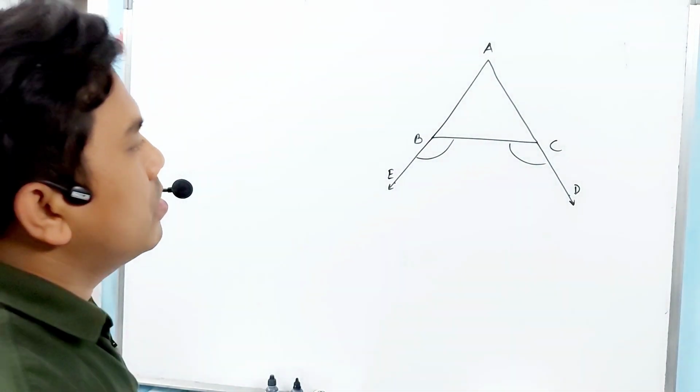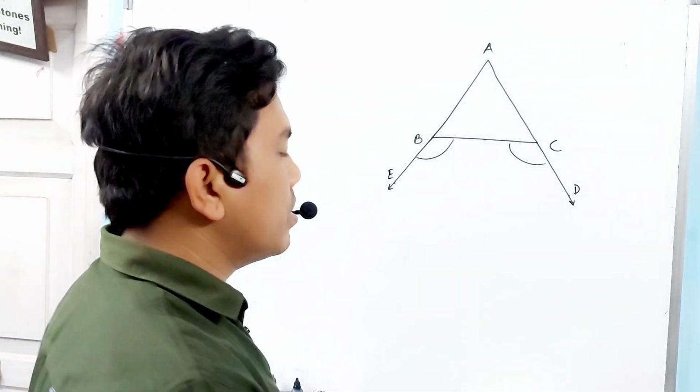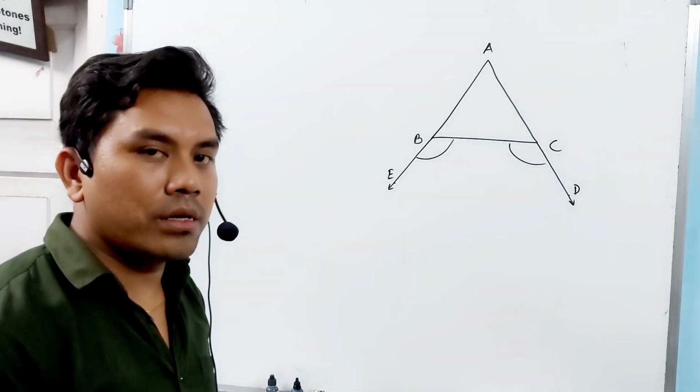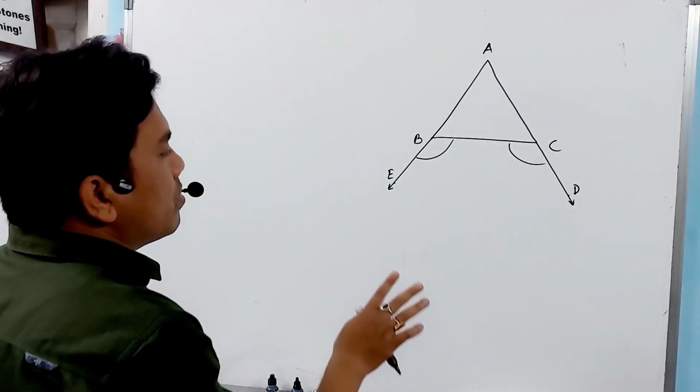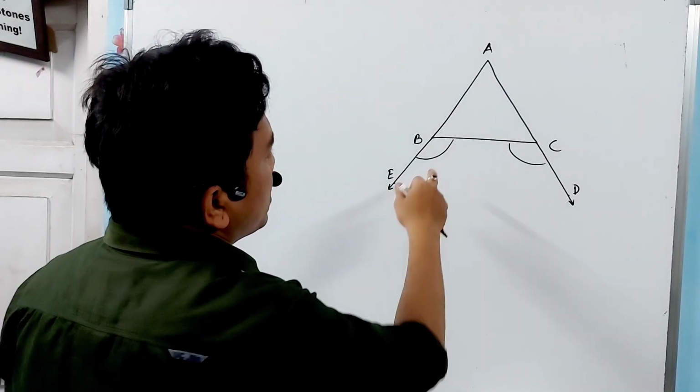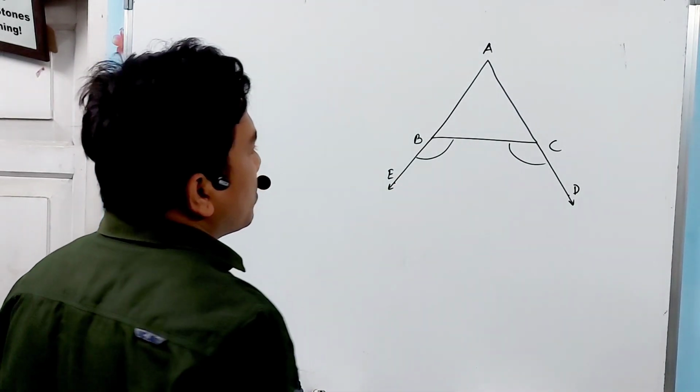Okay, not 3, sorry, more than that. There are 6 exterior angles. Okay, all right, we will leave that topic. Now let us come to this topic. We got 2 exterior angles.